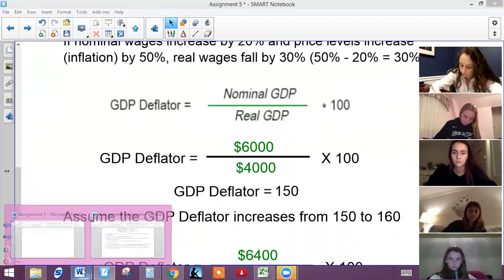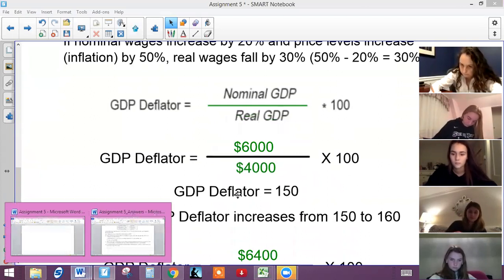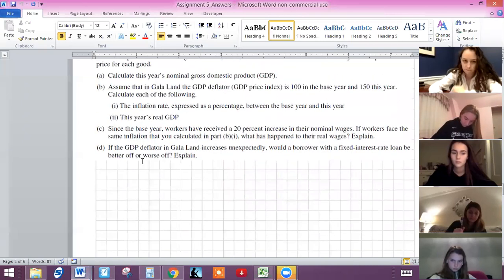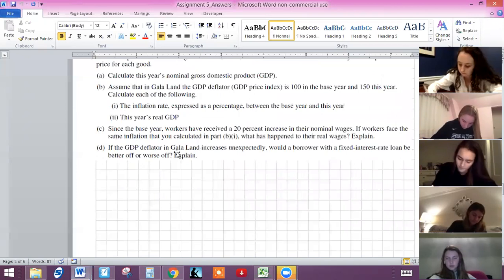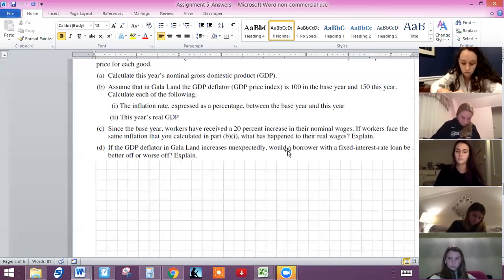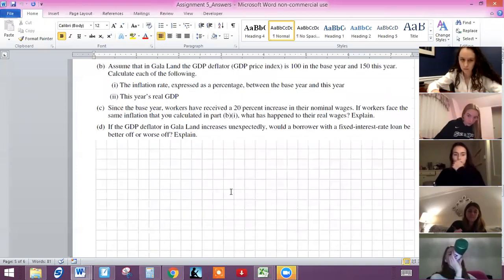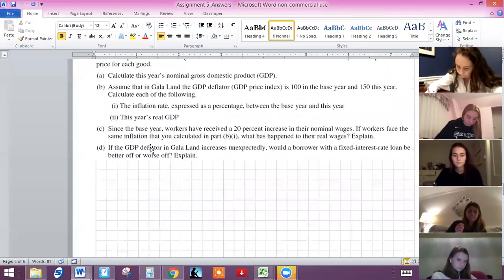So the next thing they're asking you, and I went in more depth than you really have to, but I wanted you to really understand how this is going to work. If D here, right? If the GDP deflator in Galoland increases unexpectedly, would the borrower with the fixed interest rate loan be better or worse off? So this is very much like what they ask you in problem 1. You just have to figure out what they're actually talking about if the GDP deflator gets higher.